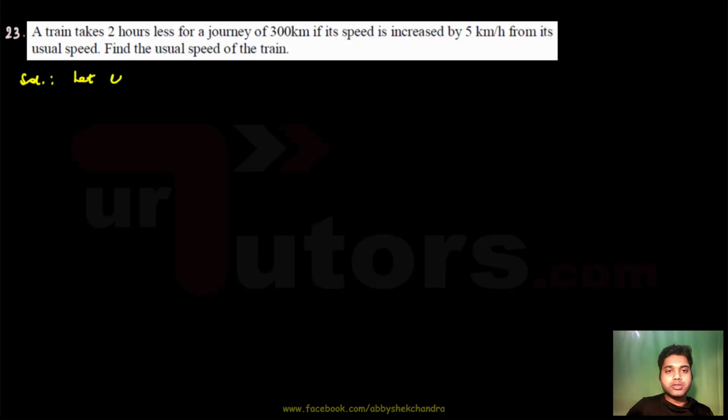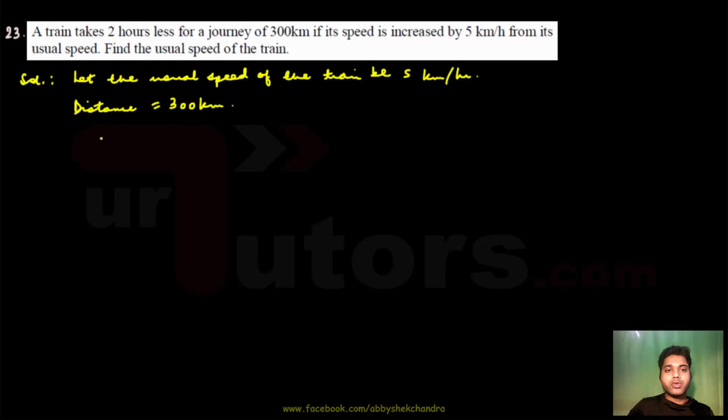So let the usual speed of the train be s kilometers per hour. In this case, what would be the time taken? What's the distance? Distance is 300 kilometers, right? So what will be the time taken with the usual speed? Let's call it t1. That'll be distance by speed, which will be 300 by s hours.